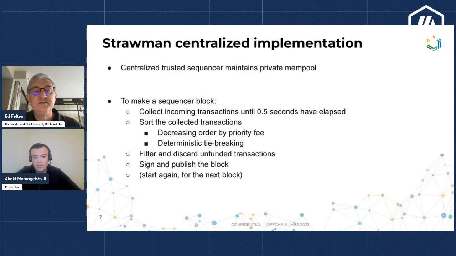Next slide, please. So it's pretty easy to implement this in a centralized way. You just have the centralized trusted sequencer, which maintains a private mempool, and it just does what I described on the previous slide. So we'll skip past this one, go to the next slide.